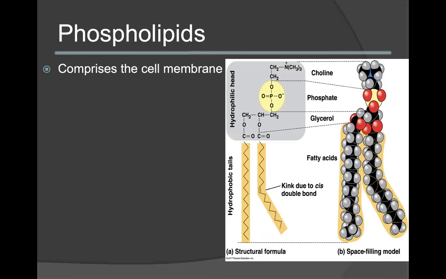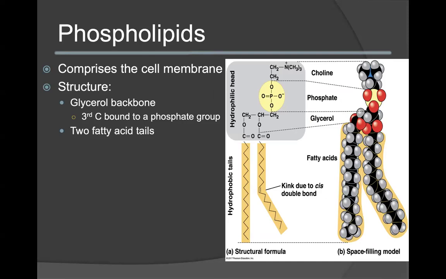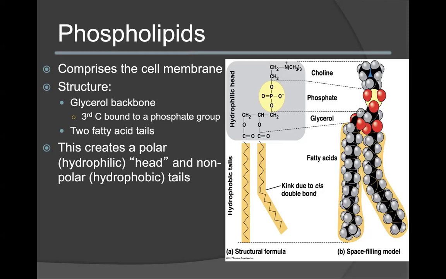Another important lipid that is present in cells is the phospholipid. This is a very important component of the cell membrane. The overall structure of a phospholipid has, once again, a glycerol backbone. But in this instance, that third carbon of the glycerol backbone is going to be bound to a phosphate group instead. This means that there are only two fatty acid tails. An important part to note is that one of those fatty acid tails will also have a double bond.